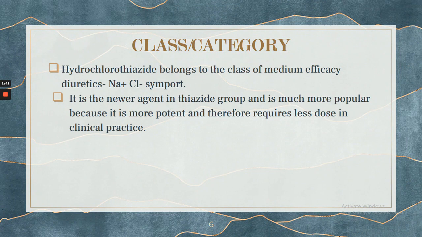Class and category: Hydrochlorothiazide mainly belongs to the class of medium efficacy diuretics, Na+ Cl- symport inhibitors. It is a newer agent in this group and is more popular because of its more potency, and as a result it requires less dose in clinical practice.